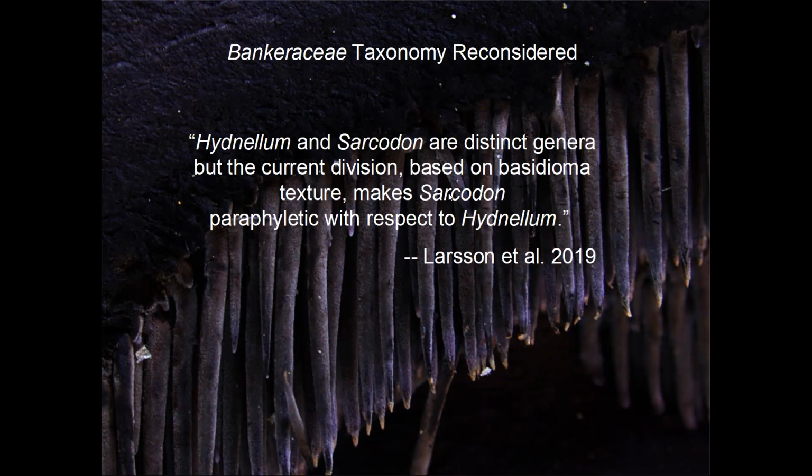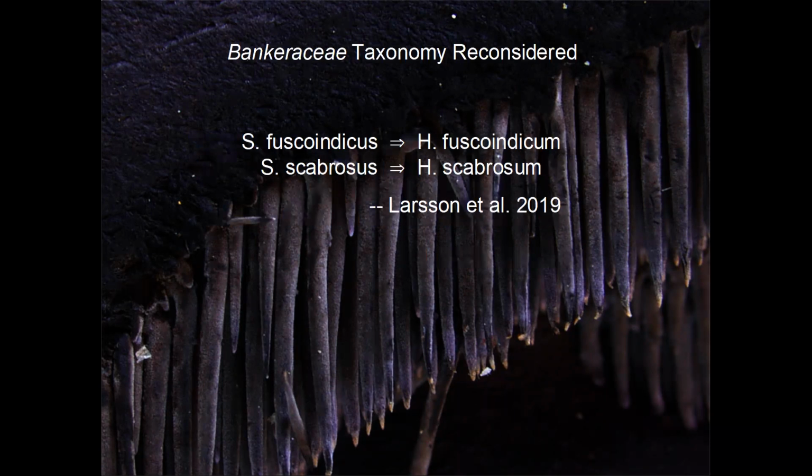Consequently, some name changes. So we looked at 3 species, apart from the one that we couldn't identify, well, I can't identify, the big one at the end. We looked at fuscoindicus, imbricatus, and scabrosus. Imbricatus is the type species for Sarcodon, so it has to remain Sarcodon.